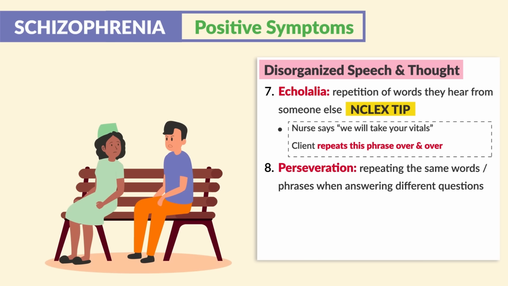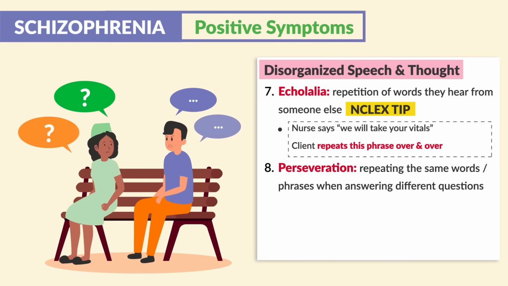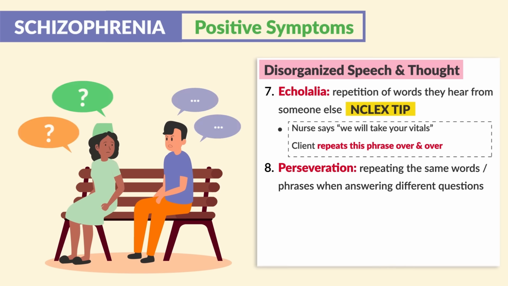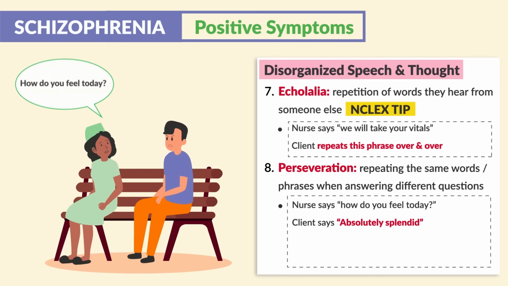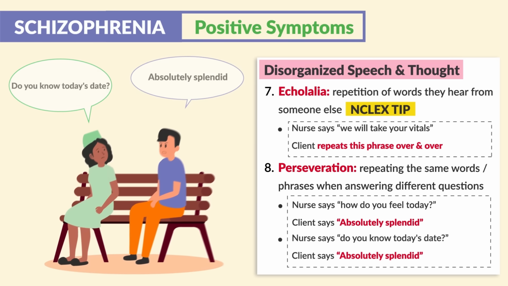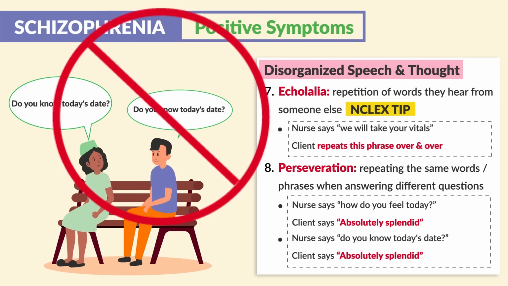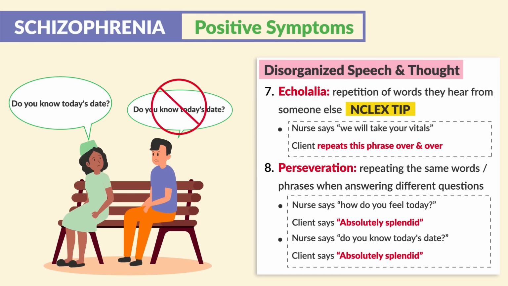Now, number 8 is perseveration, repeating the same words or phrases when answering different questions. So the nurse says, how do you feel today? And the client says, absolutely splendid. And the nurse says, do you know today's date? And the client says again, absolutely splendid. So it's pretty different than echolalia in that the client is using their own word over and over again, and they're not echoing someone else's phrase.